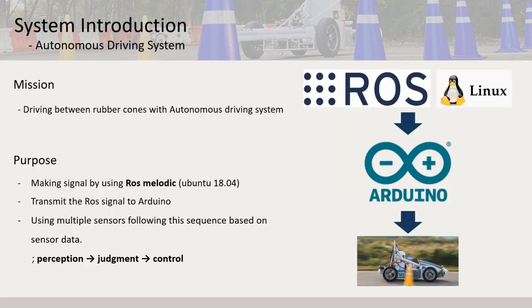The mission was to make an autonomous driving system capable of navigating through Robocons. This required building both the autonomous car and driving logic. I used ROS Melodic on Ubuntu to process sensor data and transmit control signals to Arduino. After that, Arduino transmits the signal or register value to the vehicle. The sequence I followed is based on the perception, judgment, and control cycle. It is fundamental to making any autonomous driving system.